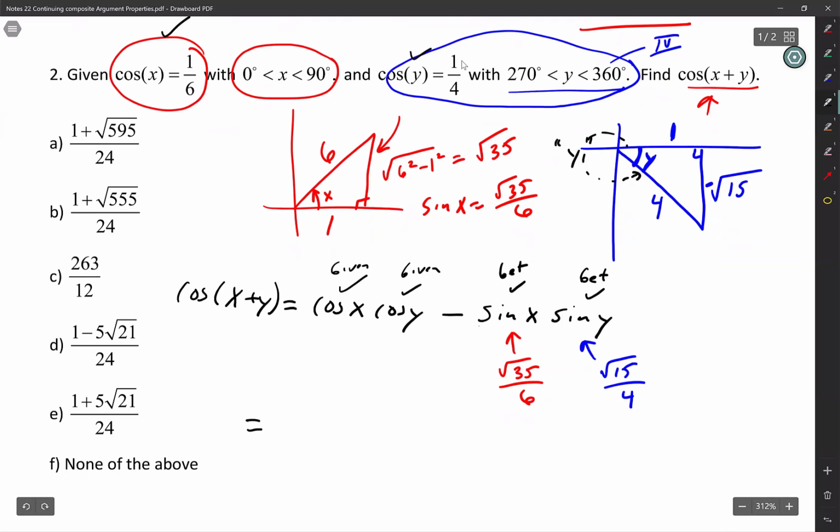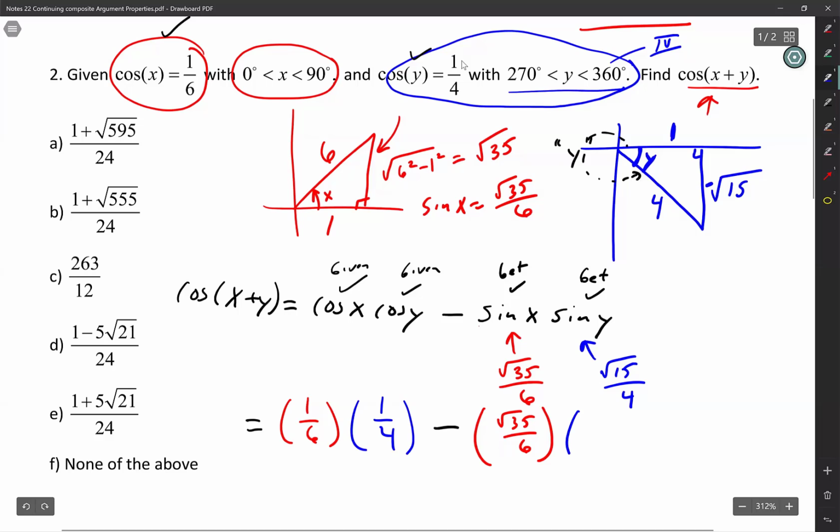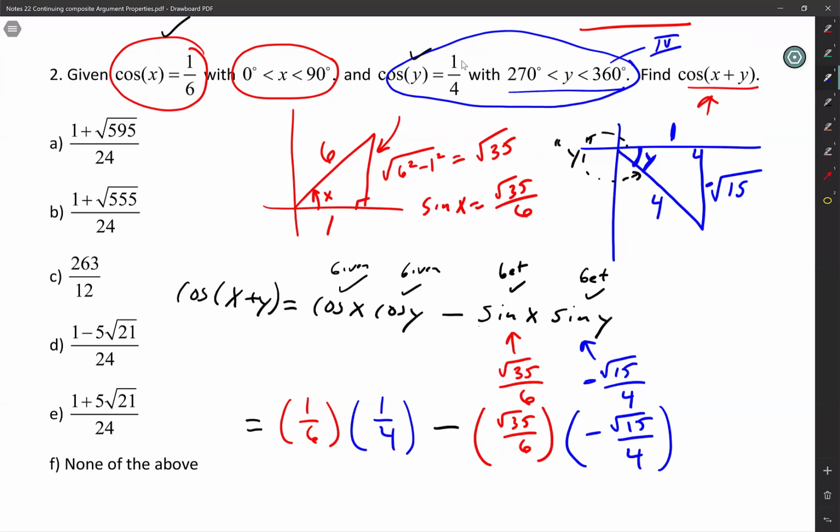I'm ready. And I'm going to try to color code it to the best of my ability. So cosine x came from the red one. That's a 1/6. Cosine y came from the blue one. And these are given. That is a 1/4. Minus, and then sine x came from the red one. Square root of 35 over 6. And then sine of y came from the blue one. Put a negative. Negative square root of 15 over 4. Why are we putting a negative? Because you're in quadrant 4, guys. Any questions so far?